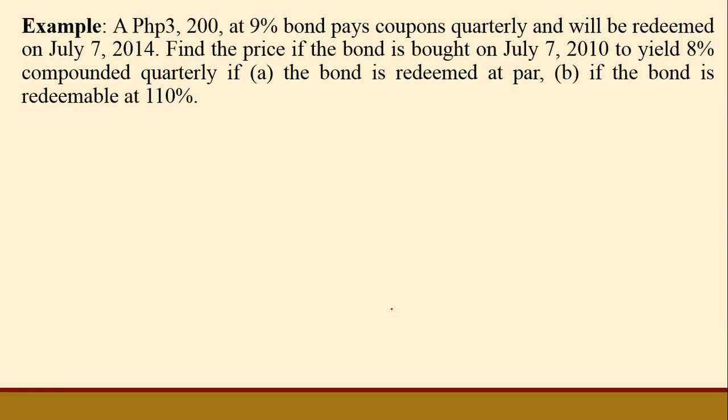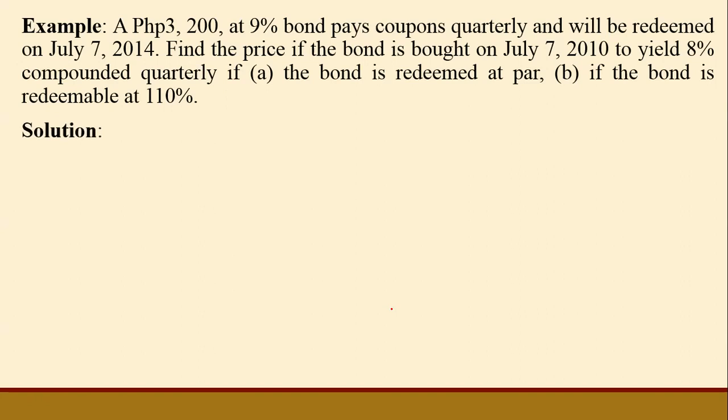A 3,200 pesos bond at 9% pays coupons quarterly and will be redeemed on July 7, 2014. Find the price if the bond is bought on July 7, 2010 to yield 8% compounded quarterly. If A, the bond is redeemed at par, and B, if the bond is redeemable at 110%.